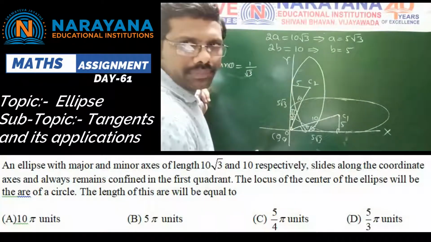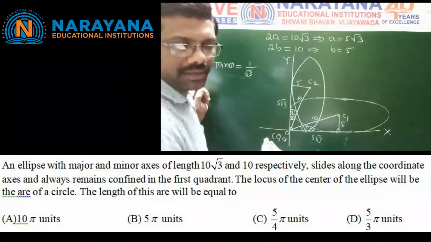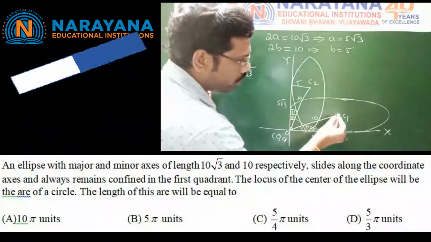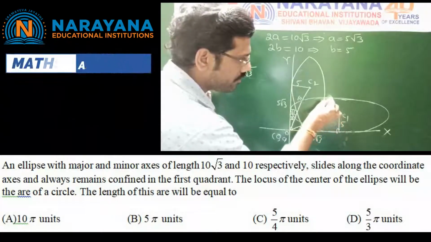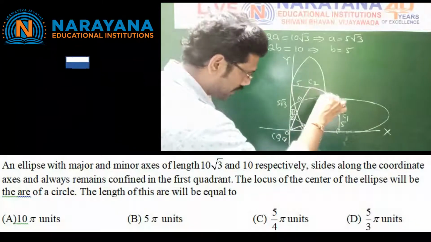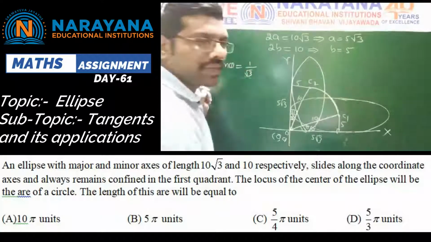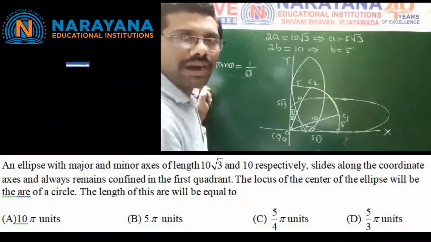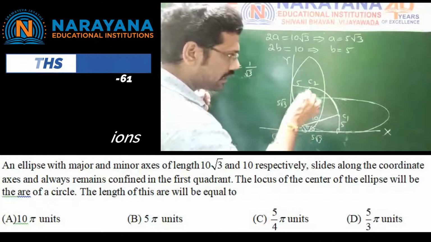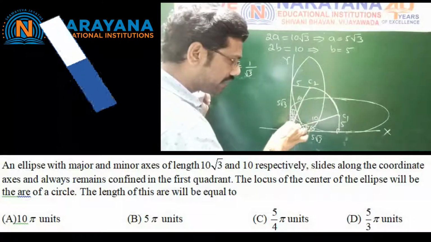The locus of the center of the ellipse will be the arc of a circle. Now you have to find the length of the arc. Joining these two centers, we form an arc. The length of the arc is given by the formula L is equal to R theta. R is the radius of the circle, which is equal to 10. Now find the angle of the arc.